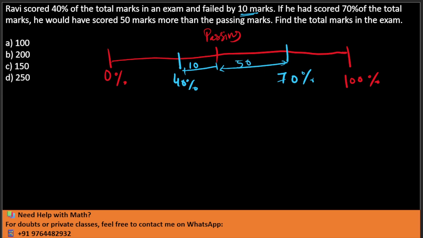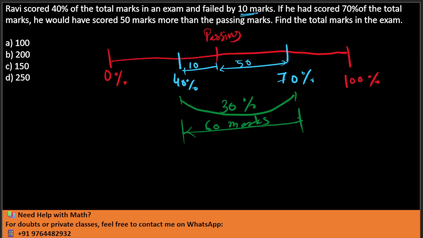So if you see here, from 40% to 70%, how much has it increased? From here to here we have 30% more, and this 30% is equivalent to these marks, the total of 10 marks plus 50 marks. So from here to here, the total is 60 marks.